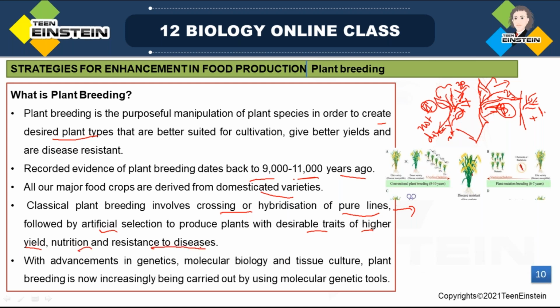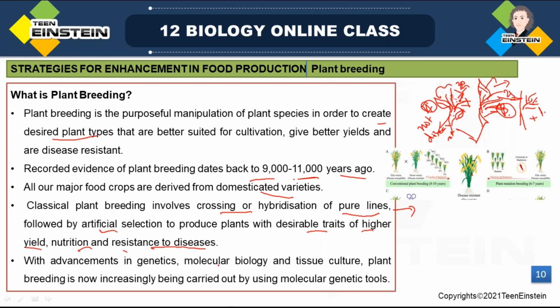So the main qualities or characters which we are concentrating on are yield, nutrition, and disease resistance. If all these 3 are combined, that will be a good product or good plant variety, right? If without disease it can give maximum yield, and if nutritional value is high, that will get selected.